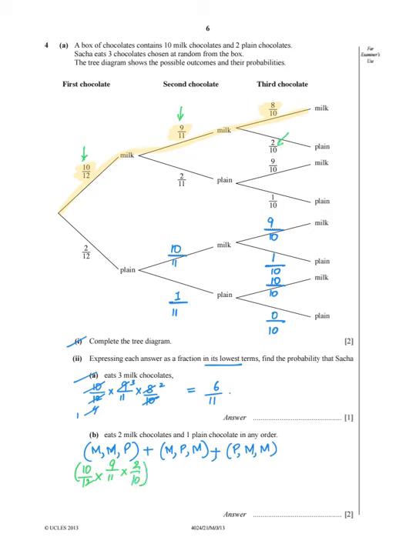In the next one, if the first one is milk, that means 10 upon 12. And the second one is plain, it means 2 upon 11. And the last one is milk, that means 9 upon 10. Alright, and the last one, if the first one is plain, it's 2 upon 12 times the second one is milk, it's 10 upon 11 times the last one is milk again, so it's 9 upon 10.